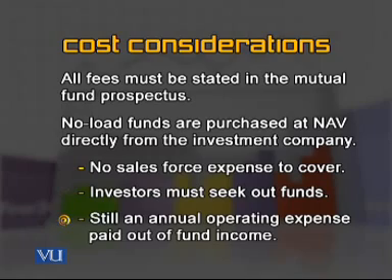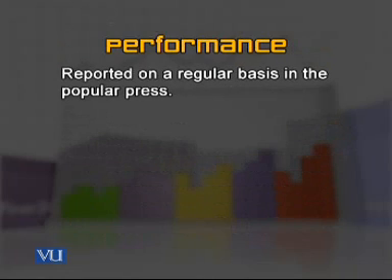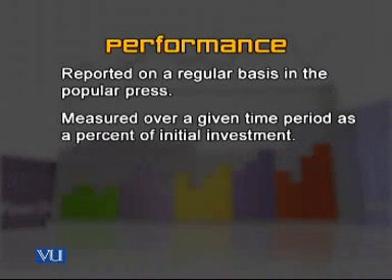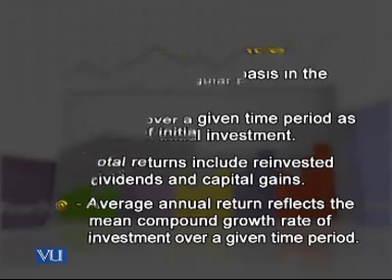But the annual operating expense, paid out of the fund income, has to be shifted over to the asset management company. We also need to understand the performance of a mutual fund. The report of the mutual fund's net asset value is given on a daily basis in the newspapers. These values let investors know whether they've been investing in a good mutual fund or not. So you'll have either a discounted net asset value or a premium net asset value. And these total returns are decided over a period of time. Average annual return reflects the mean compound growth rate of investment over a period of time. Only then will we be able to understand the return on investments.